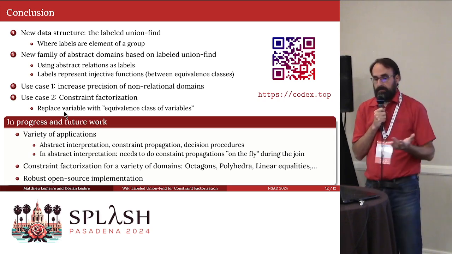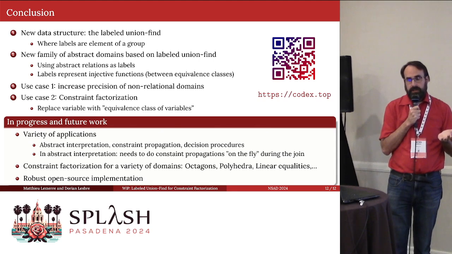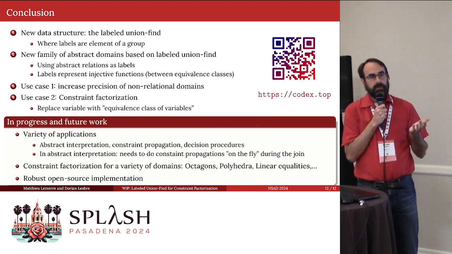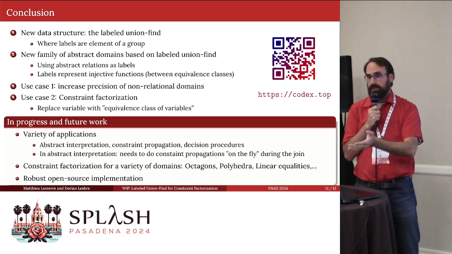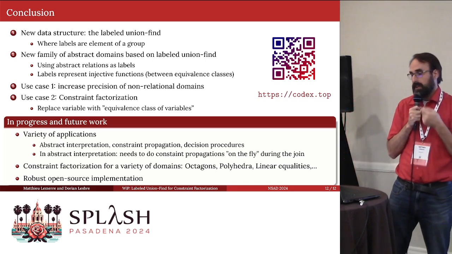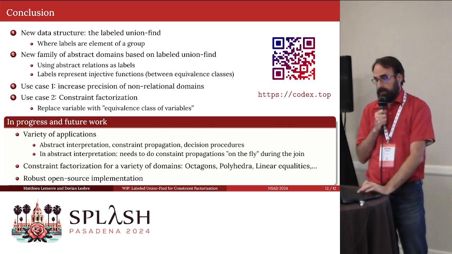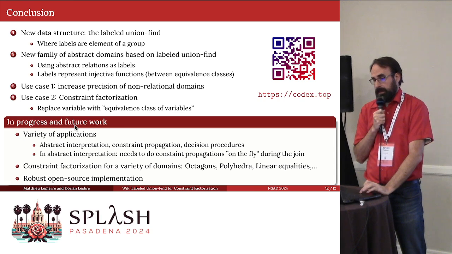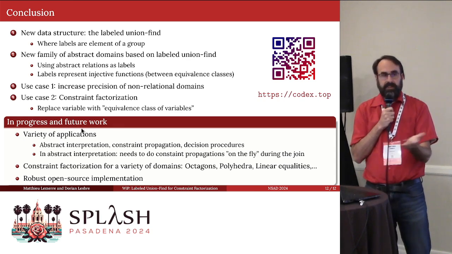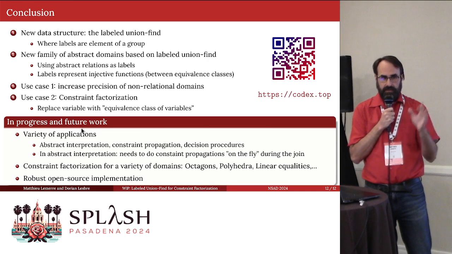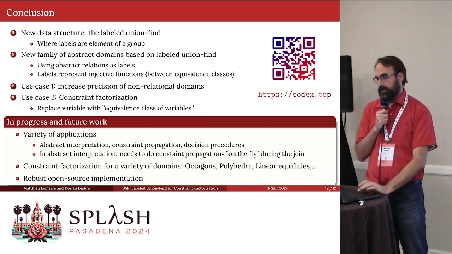So I think there are a variety of applications of this domain, not only in abstract interpretation, but also in constraint propagation or in decision procedures. This could be useful as a cheap way of representing some information. But of course, in abstract interpretation, it's harder because we have this join operation, and actually just joining the union find is quite complicated.